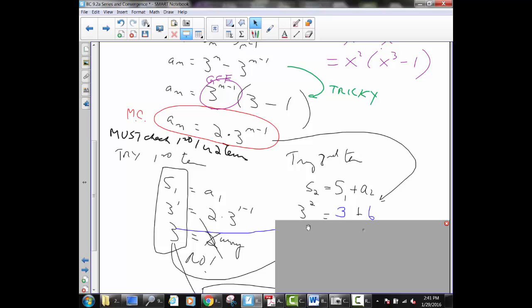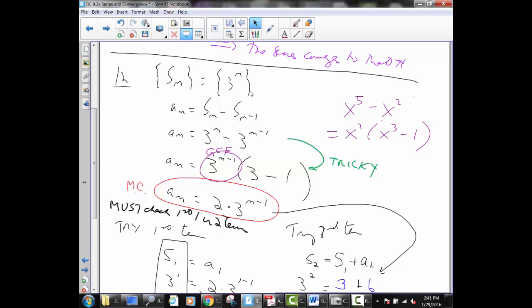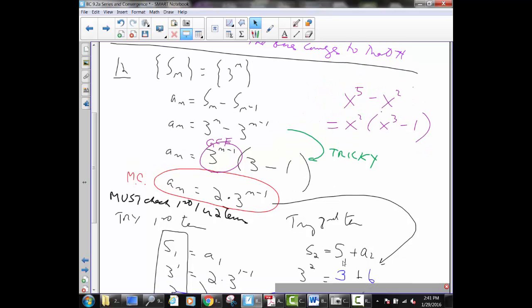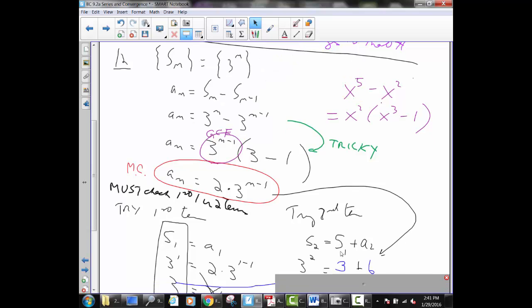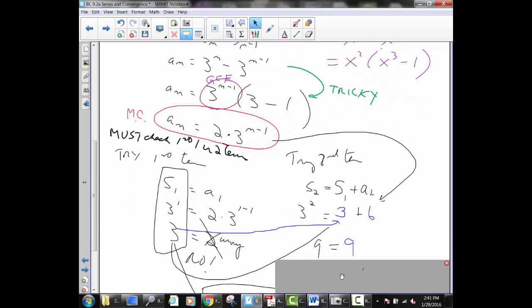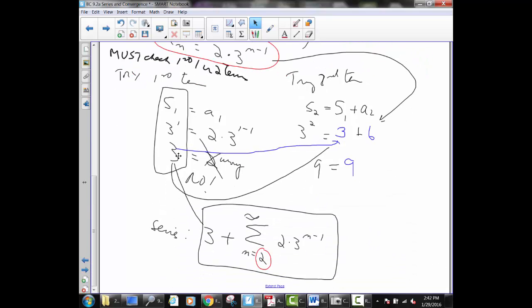Now we're going to try the second term. So the sum of the first two terms should equal the sum of the first one terms plus the second term. The sum of the first two terms, according to our formula, is 3 to the 2. The sum of the first one terms is 3 to the 1. The second term, according to our formula, is 2 times 3 to the 2 minus 1, which is 6. And that means, does 9 equal 9? The answer is yes. So it was only the first term that didn't work. The correct first term comes from the sequence of partial sums. It is 3. And then plus summation n goes from 2, be careful, to infinity.